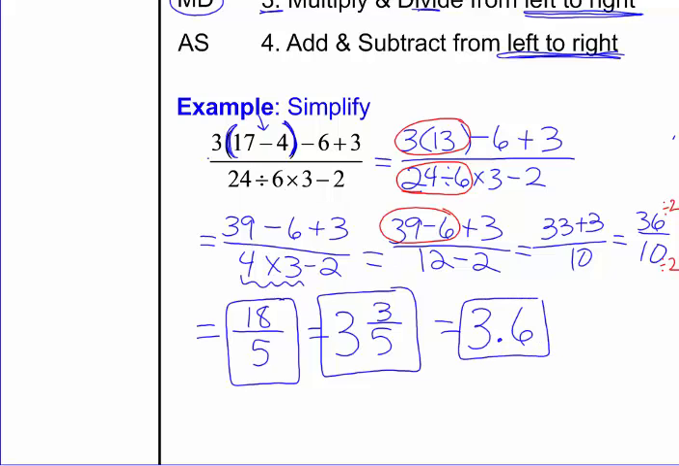But you cannot always write your answers in decimal form. If it is a repeating decimal, okay, for example, if on your calculator you see a 4.3333333, and basically that keeps on going, you cannot write your answer as a decimal. You would have to leave it in fraction form. Decimals are not allowed when they repeat.